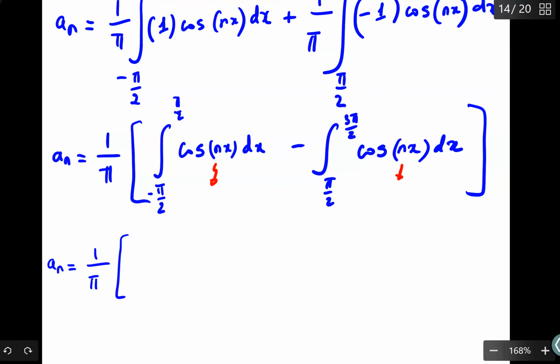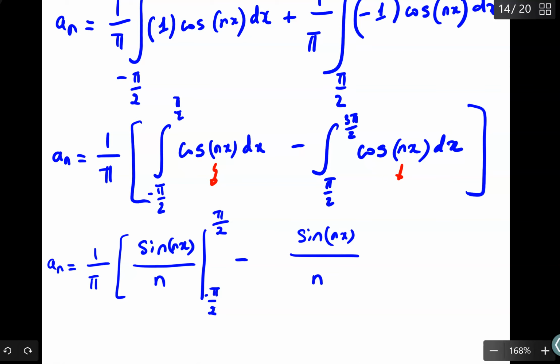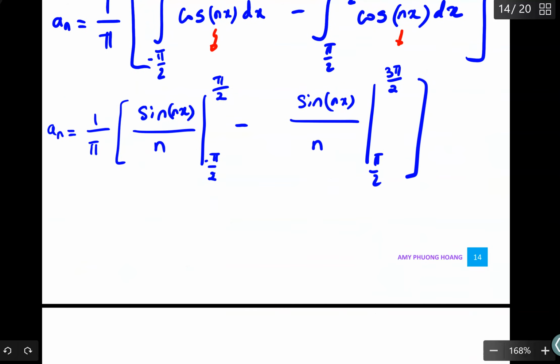I will write this as sine of n times x divided by n, evaluate from negative pi over 2 to pi over 2, and I subtract that with sine of n times x over n, again evaluated at pi over 2 to 3 pi over 2, and close the brackets. Everything still has to be multiplied by 1 over pi.